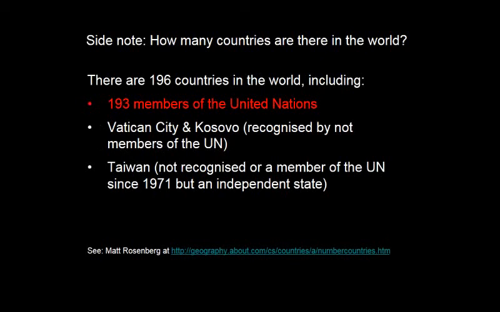I said 193. Yeah, 193 members of the United Nations, I think, at the moment, unless it's changed in the last few months. Vatican City and Kosovo are recognised but not members. Taiwan, or the Republic of China, has not been recognised or a member of the UN since 1971, but it is an independent state.